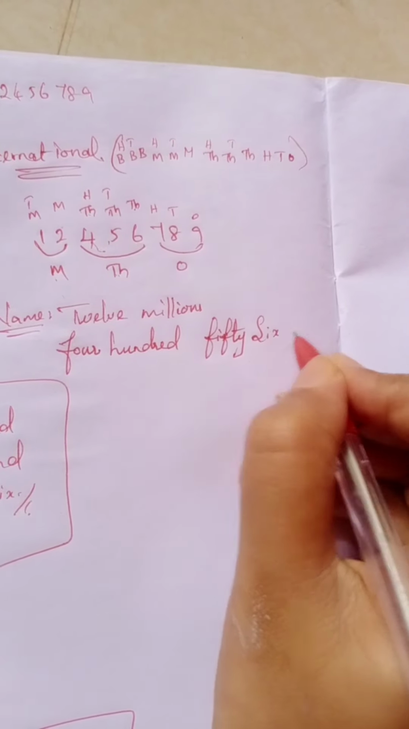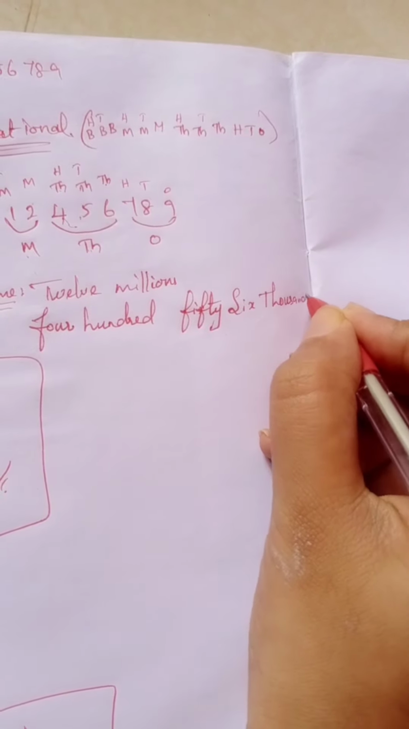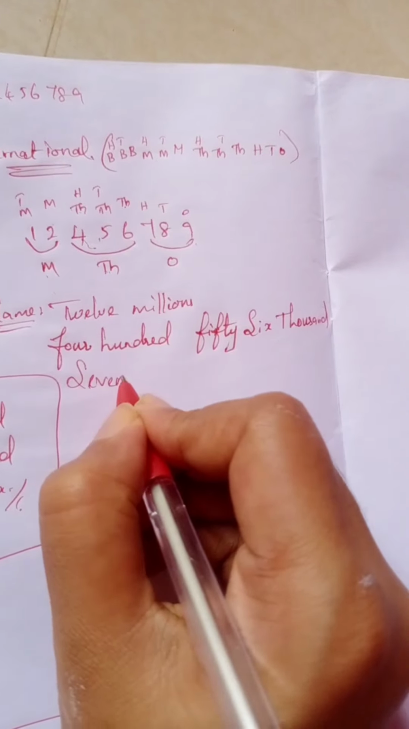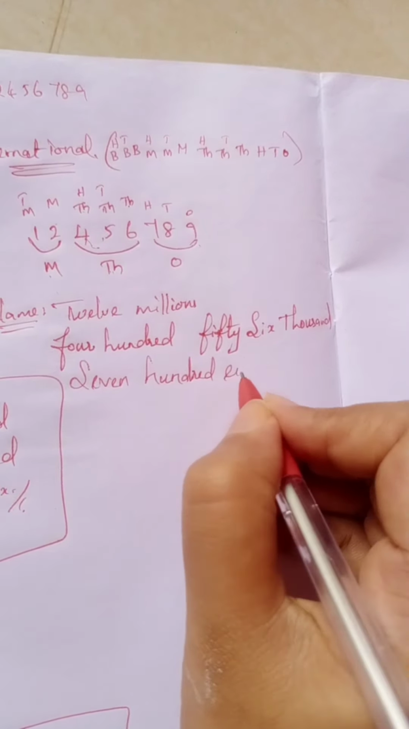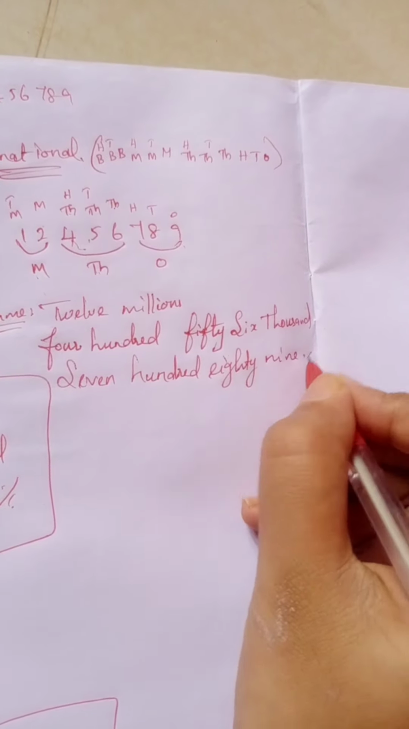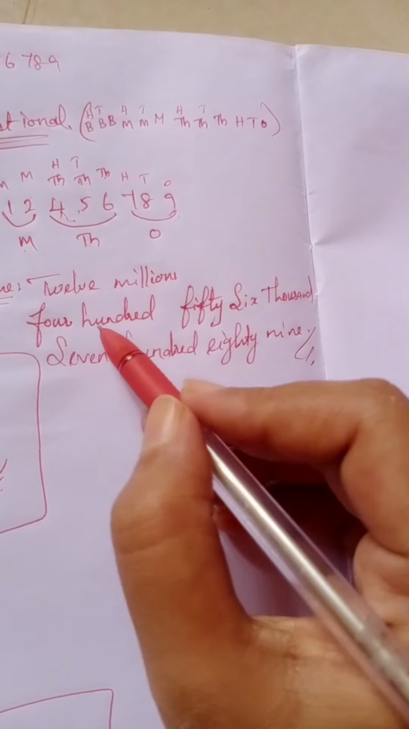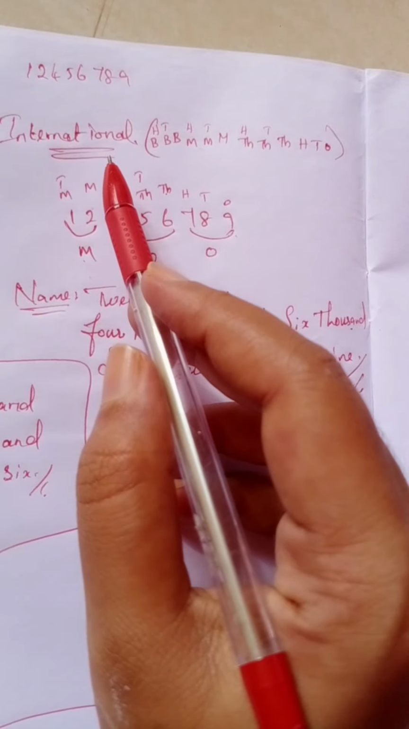12 million, 456,000, 789. This is the number name of this number in international system. So students, don't forget the place values. That's it. I hope you all understand this concept very well now. Now let's go for the next topic.